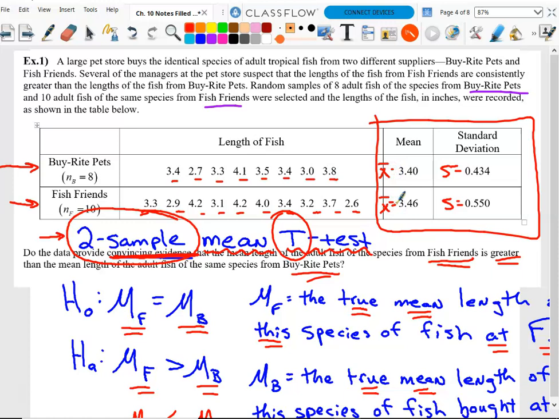And what I'm saying is, why isn't it mu and sigma? Because that's just that sample of fish. Okay, and I'm trying to see if this difference... so as I look at it, it looks like Fish Friends have longer fish. But is it big enough for me to be convinced that on average, Fish Friends has bigger fish? And that's what I'm really trying to find out.